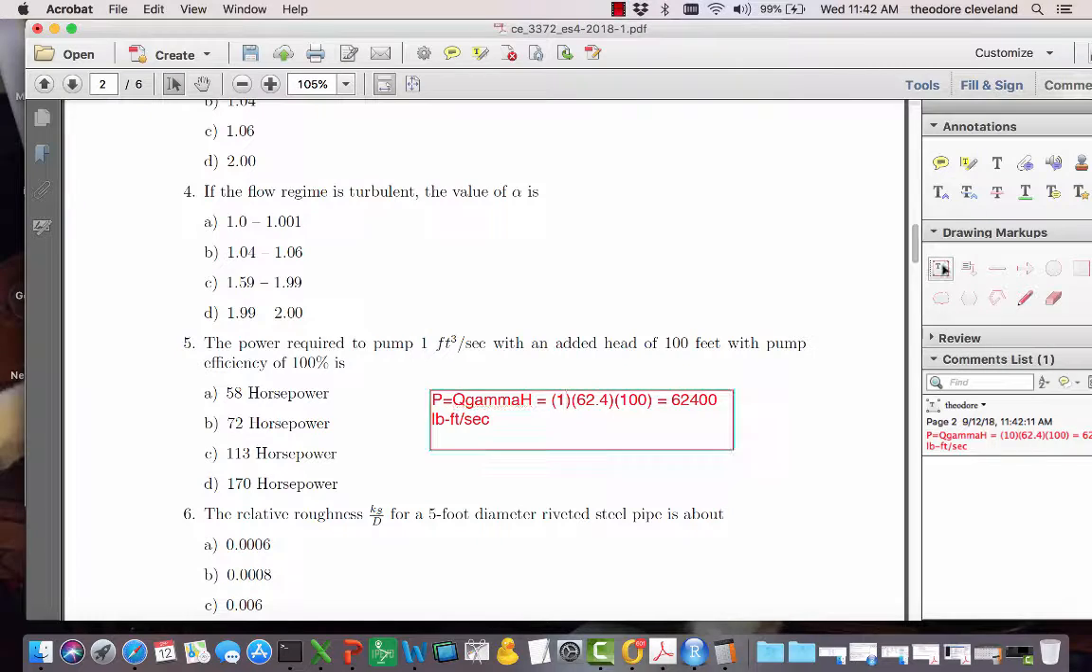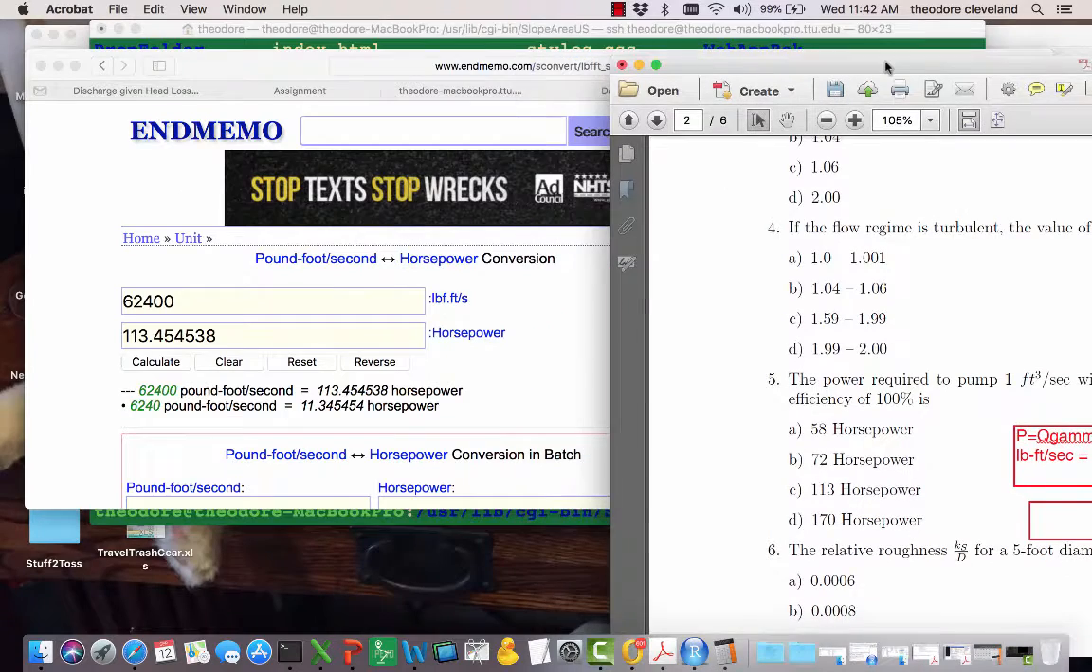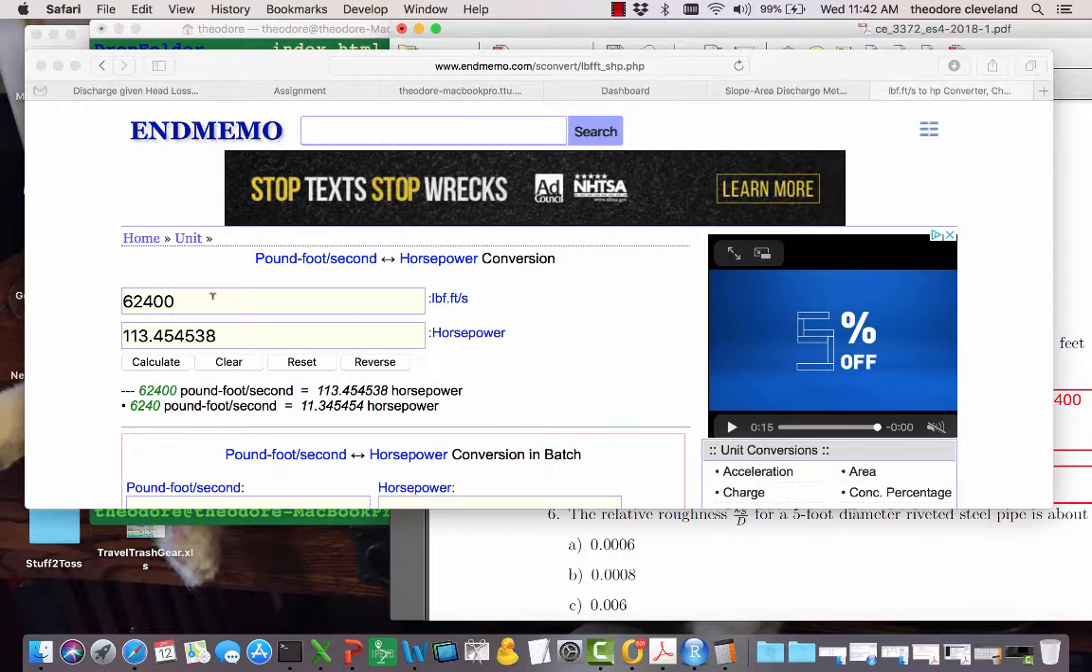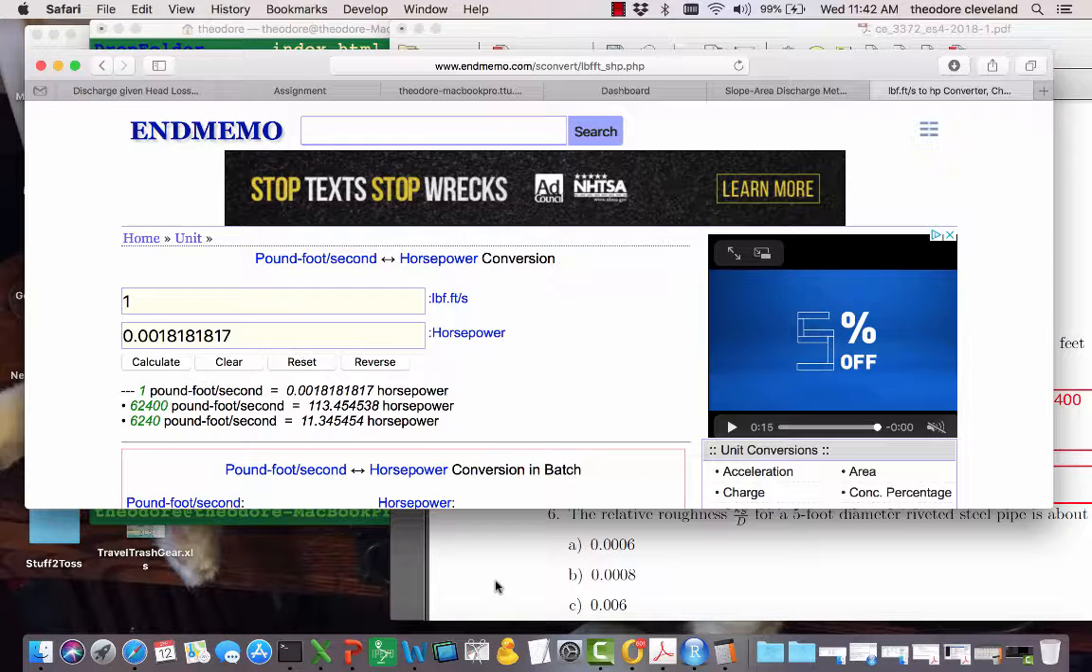So we'll go ahead and include that, which I guess I can do is, so this is equal to 62400 times 0.0018. I shall cheat.